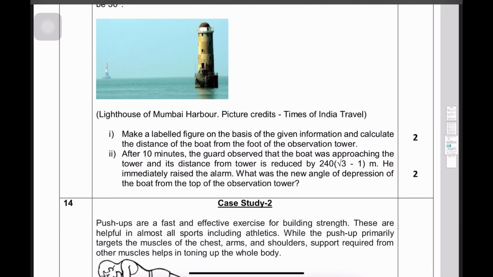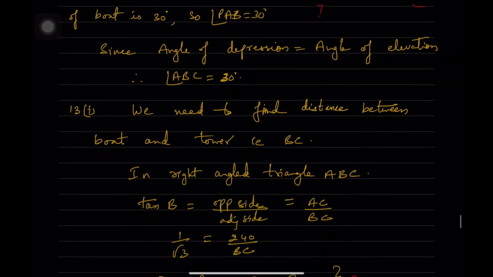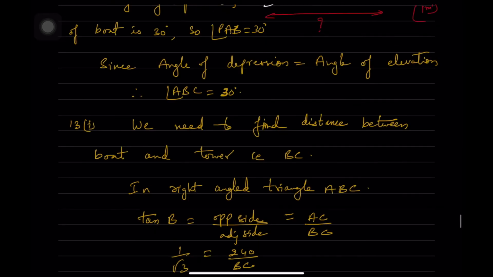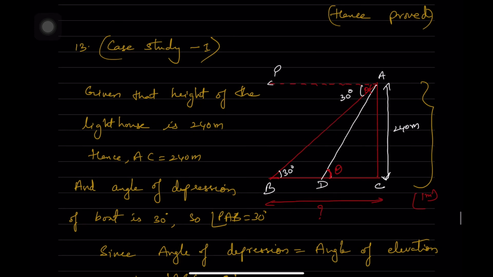After 10 minutes, the guard observed that the boat was approaching the tower and its distance from the tower is reduced by 240(√3 − 1) meters. He immediately raised the alarm. What was the new angle of depression of the boat from the top of the observation tower? So now a labeled figure for this, you have marks over here.